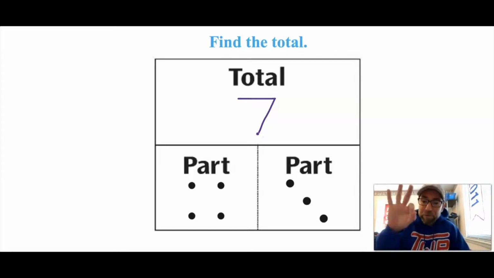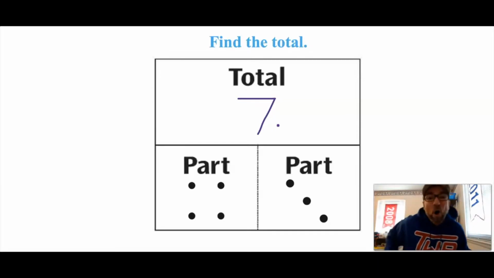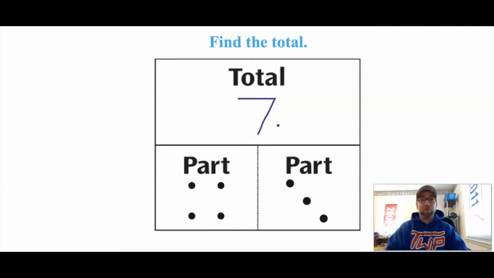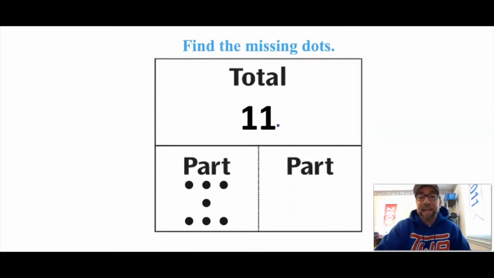Notice that we have 3 numbers. We have the number 4, shown in dots. We have the number 3, shown in dots. And we have the number 7. That's a family, because we can make addition problems using those numbers. We can also make subtraction problems using those numbers. And we're going to focus on learning that today. Let's try another one. This time, find the missing dots.